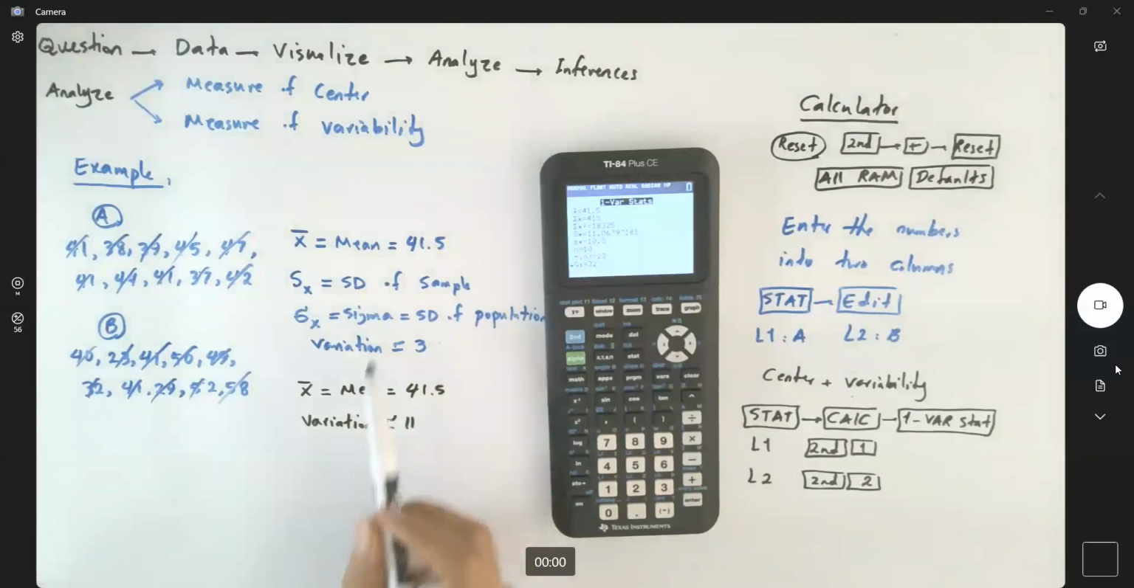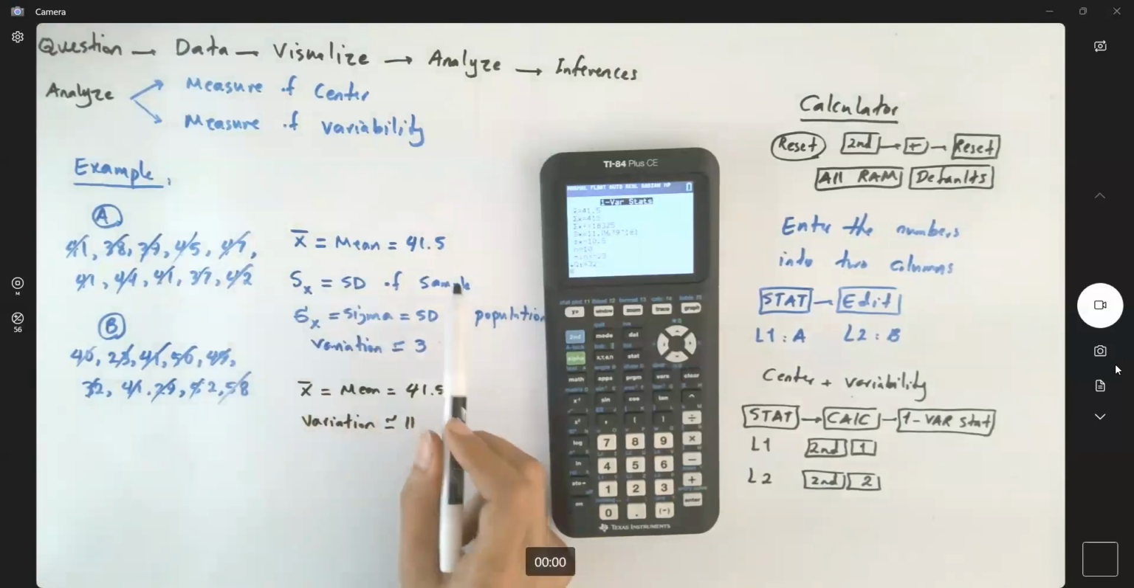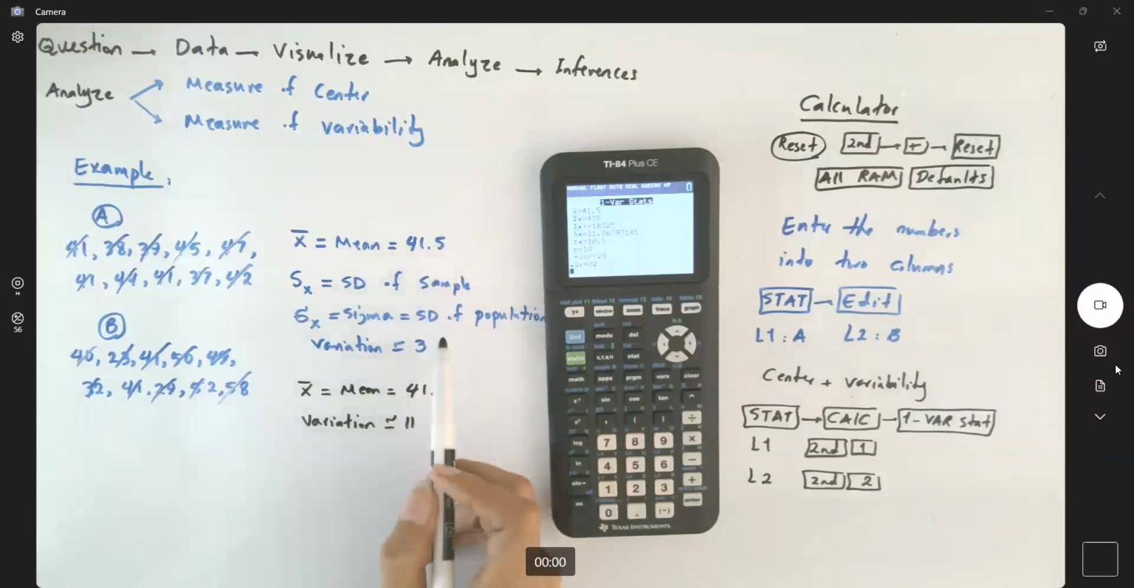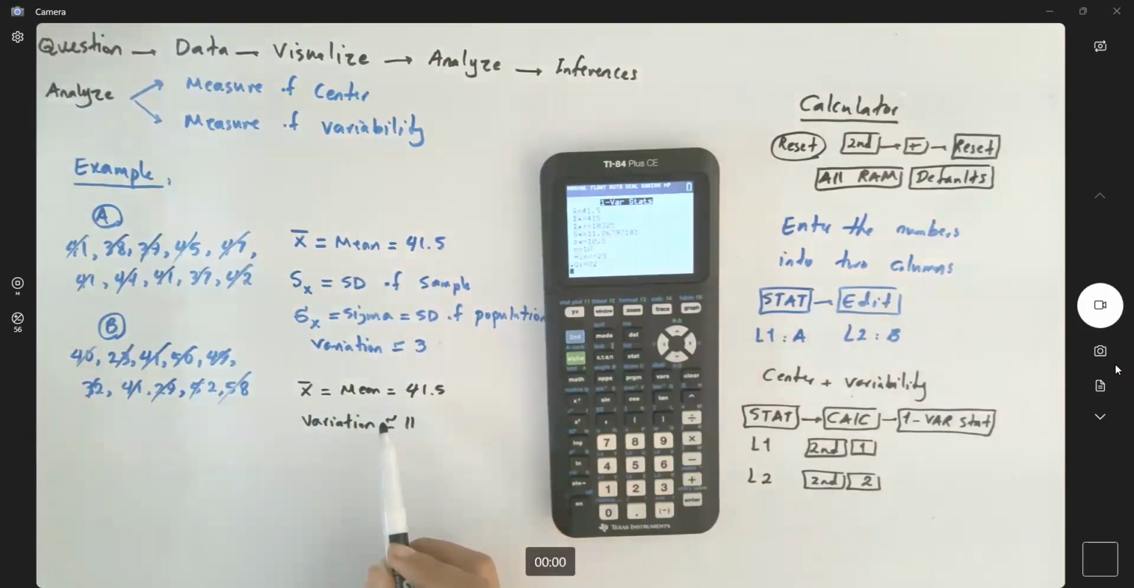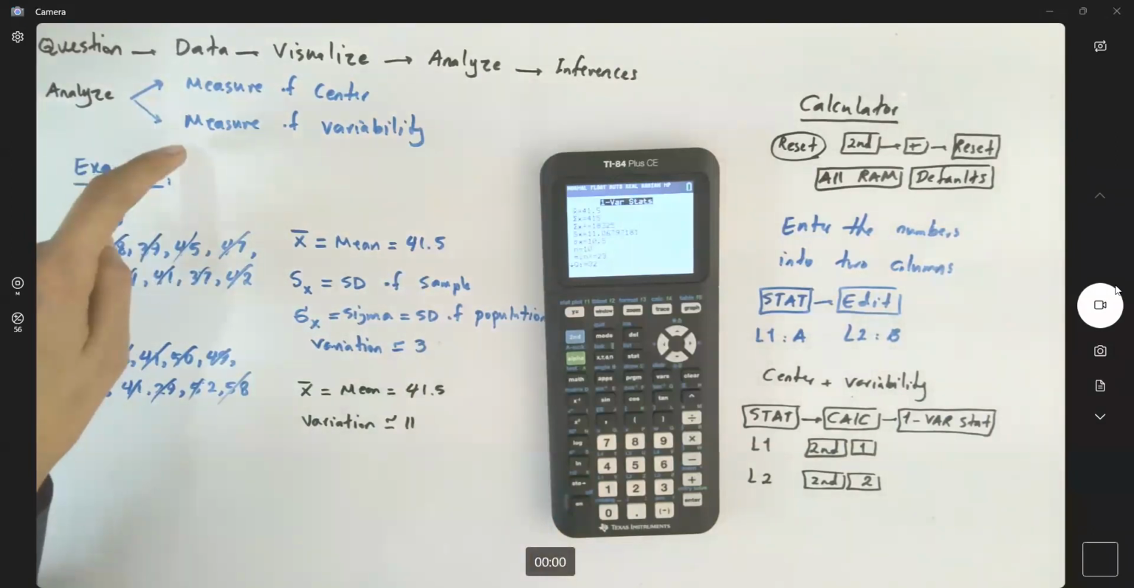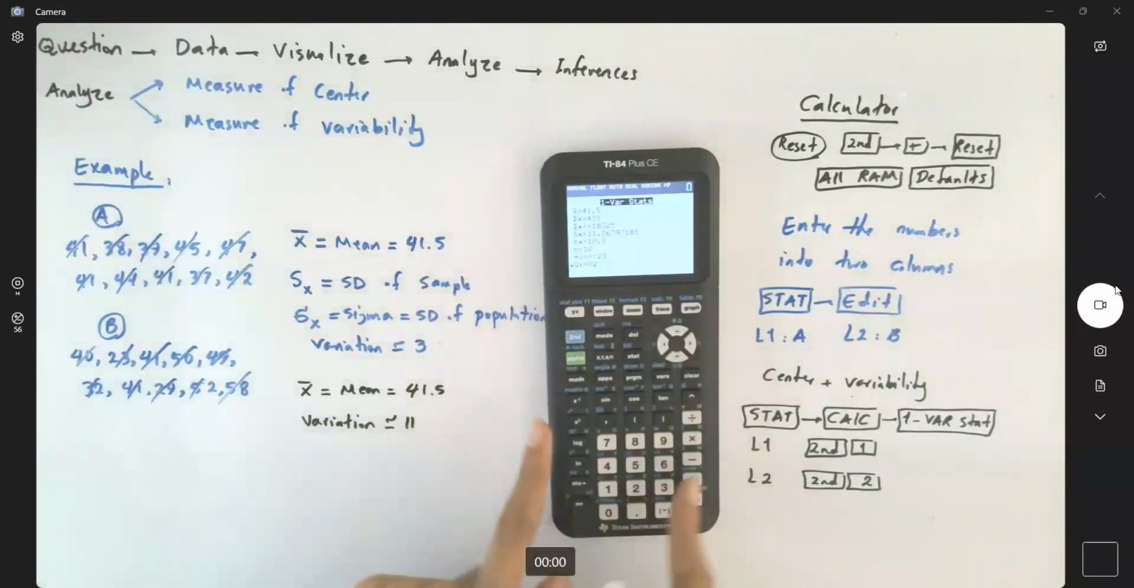So if you accept a job in the first corporation, the average salary is $41,500 with variability $3,000. But if you accept a job in the second corporation, the average salary is $41,500 with variability $11,000. That's how we calculate the measure of center and measure of variability using our calculator.